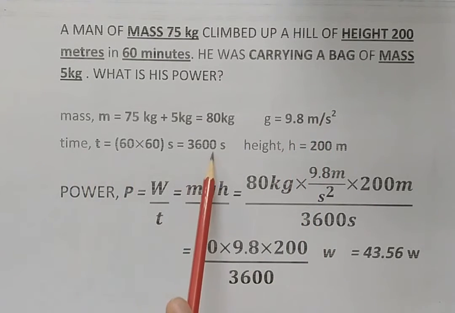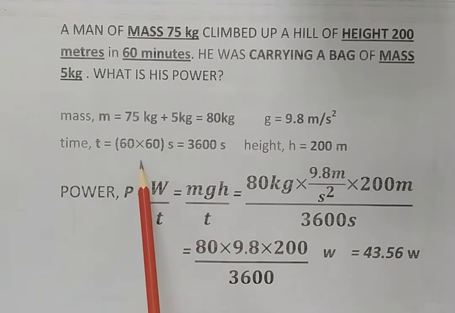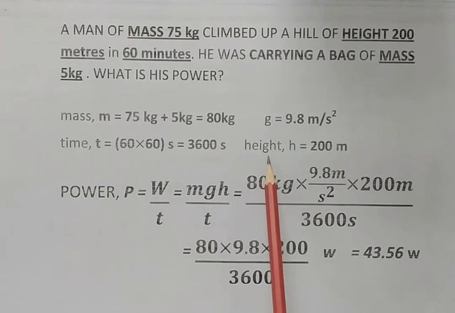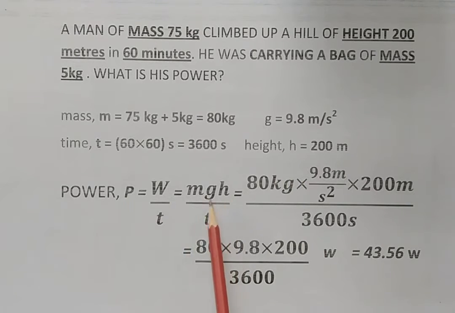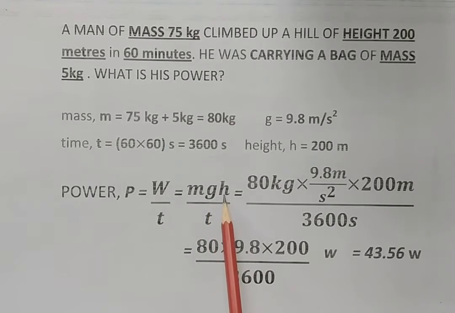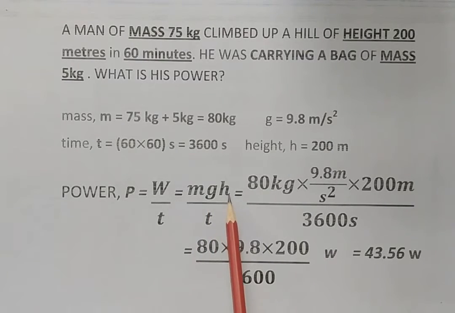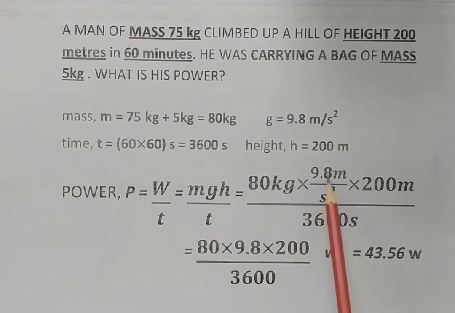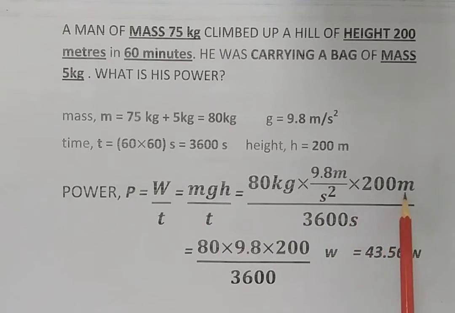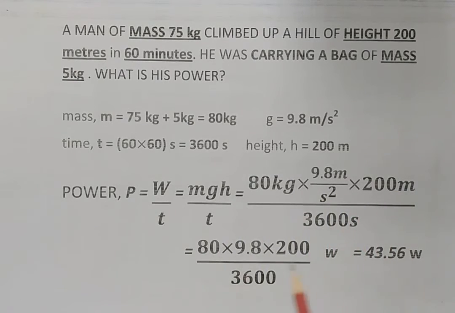Time is 3600 seconds, as he took 60 minutes, and height is 200 meters. So power is W by T. Here we need to use mgh instead of W, with g as acceleration due to gravity, and in place of displacement we use height divided by time T. Then 80 kg into 9.8 meter per second square into 200 meters divided by 3600 seconds equals 43.56 watt.